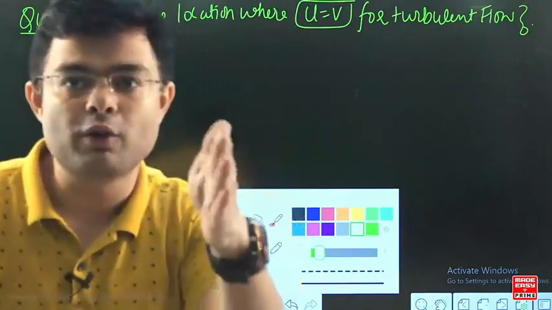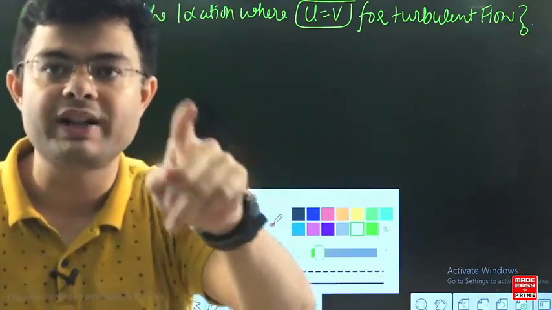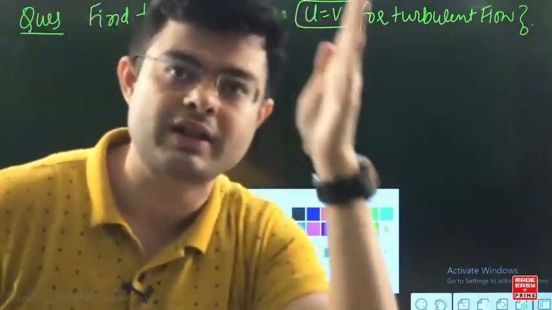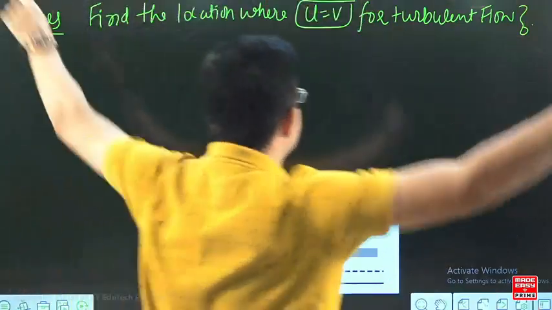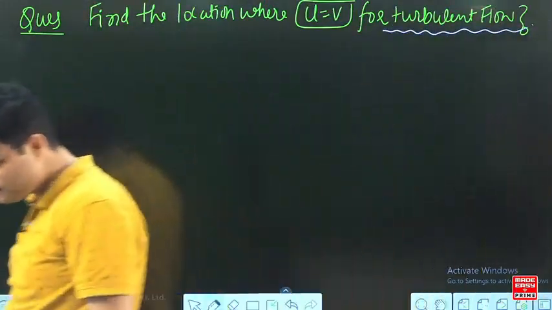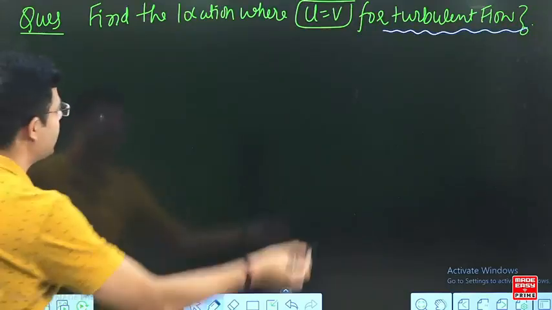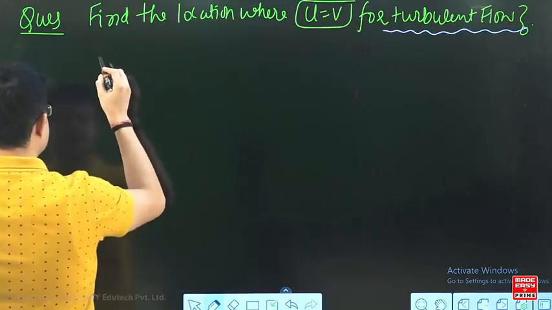The answer was 0.707 of R. That was the location of the point in laminar flow where the local velocity becomes equal to average velocity. But this time, the same thing we are going to find in turbulent flow. Look here on the board, my dear students.